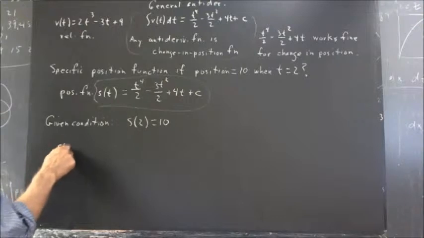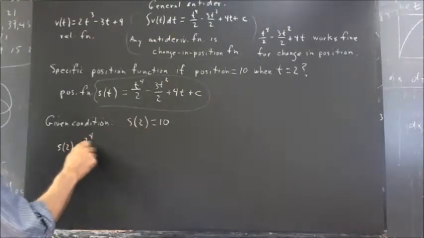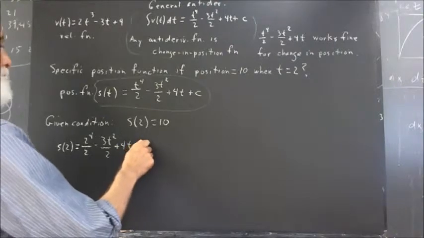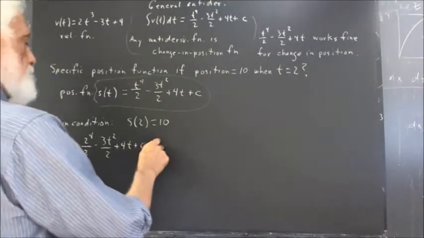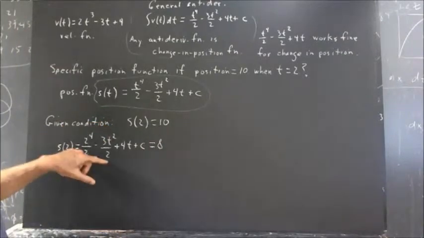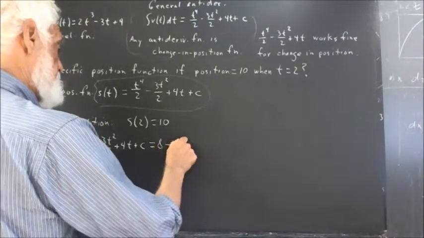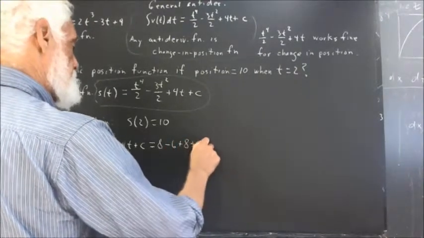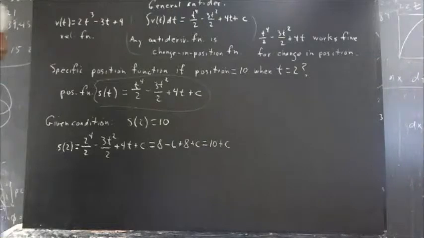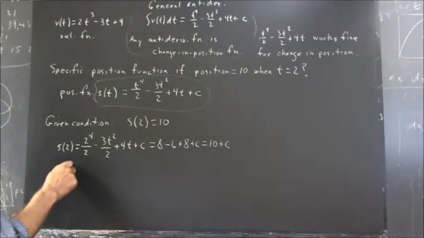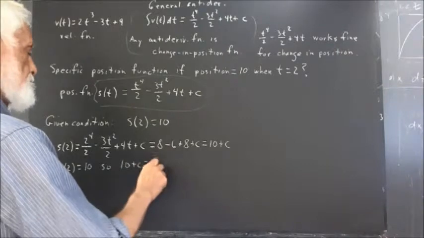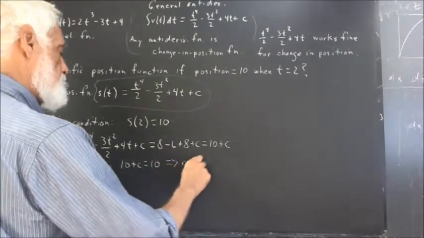When t equals 2, s has to come out to be 10. So let's see. S of 2 is what? It's 2 to the 4th over 2 minus 3t squared over 2 plus 4t plus c. That equals 2 to the 4th is 16 divided by 2, that's 8. T squared is 4, divided by 2 is 2, times 3 is 6, it's minus 6, wait, it's minus 6. And then this is plus 8 plus c. And that equals 10 plus c. But of course, s of 2 has to equal 10. So 10 plus c has to equal 10, which implies that c equals 0.